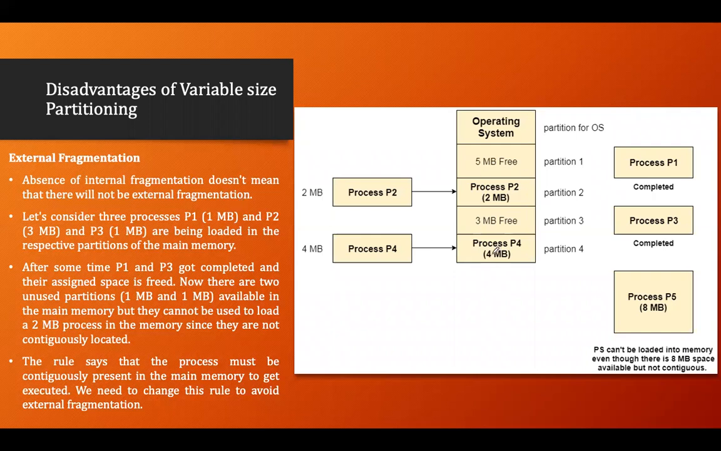Let's consider this example. In this example, you can see we have process one, which has already completed its work, and it required 1 MB. 1 MB had already been given to it, and it did its work. Now we have process 2. It requires 3 MB. We have allocated it.